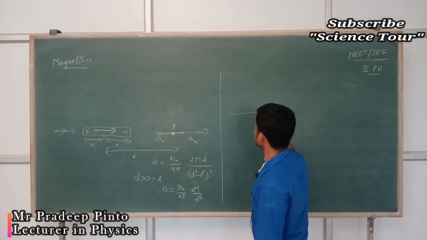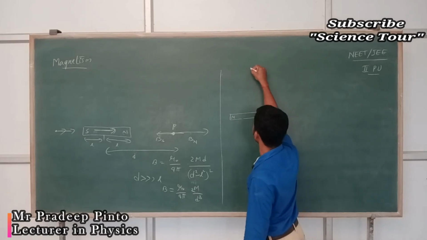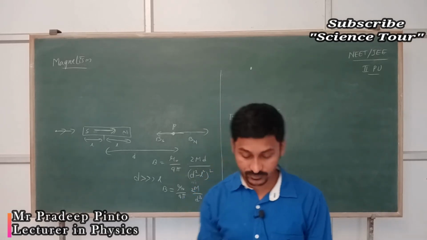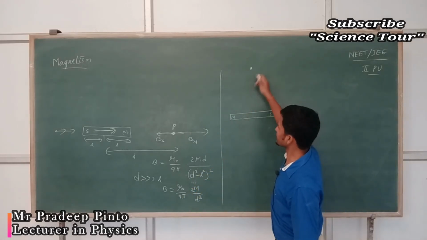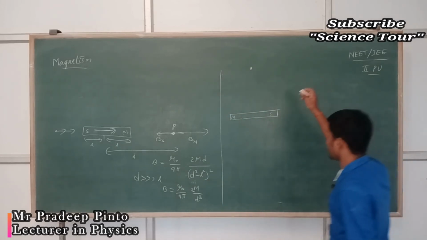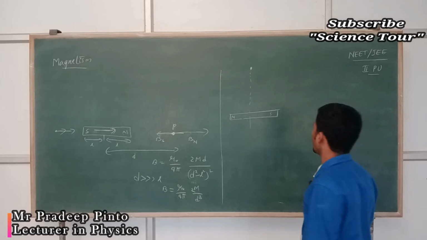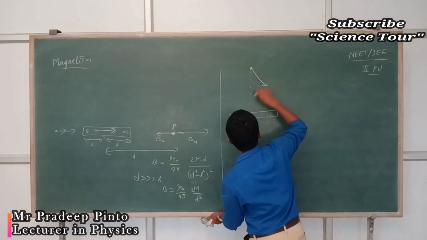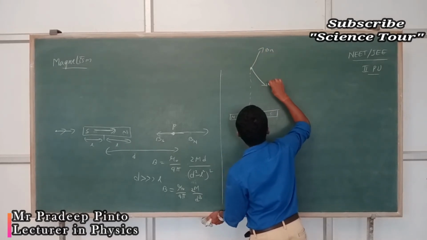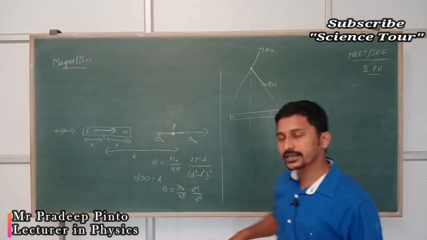But if I consider the magnetic dipole, north and south, and a point on the equatorial line, that we call the equatorial plane, or the broadside on position, or else the perpendicular bisector. It can be called by any of these names. Now, what is the magnetic field for the equatorial plane?